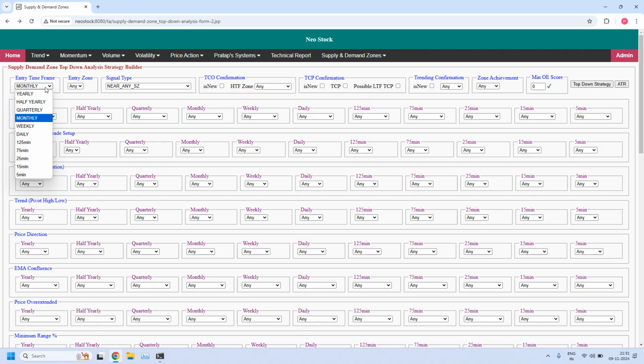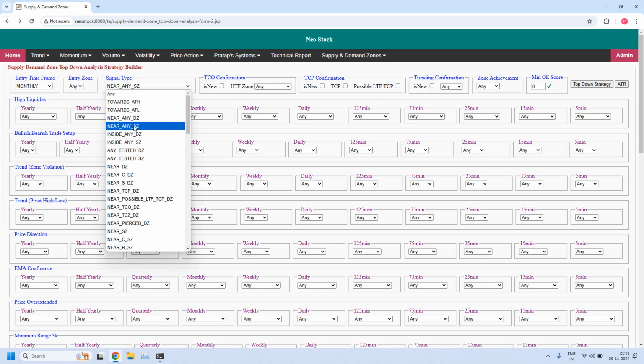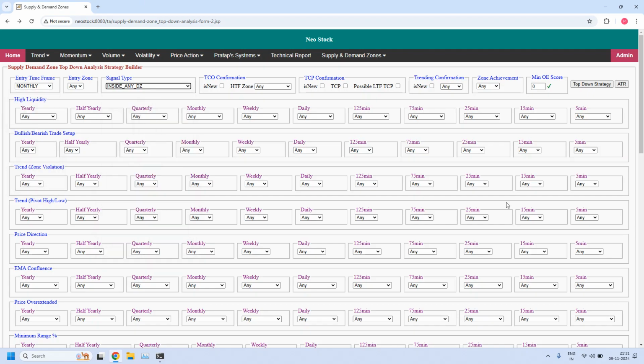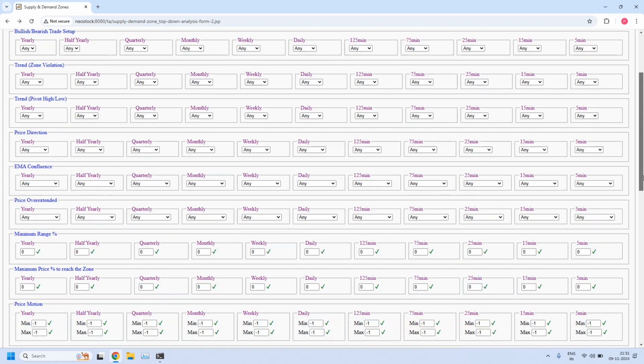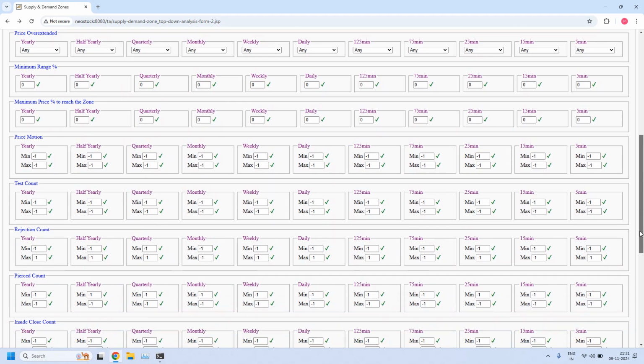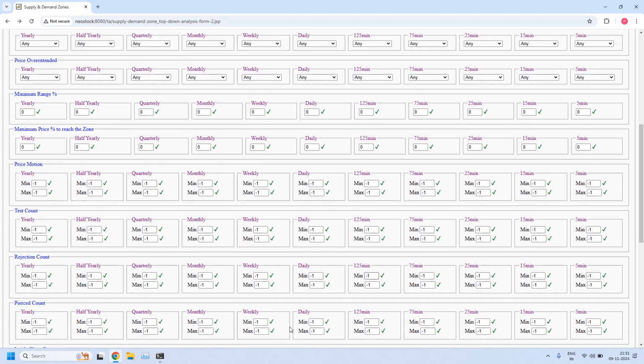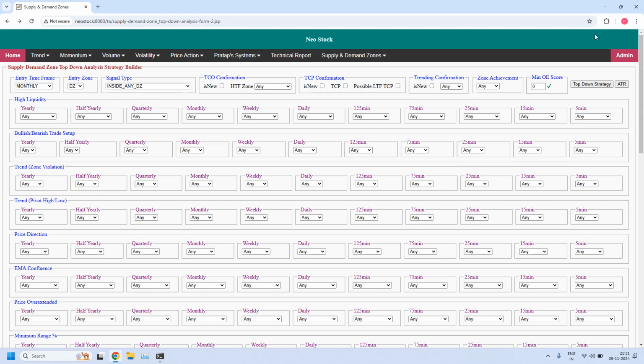Next for monthly time frame, let's find the stocks where price closed inside the monthly demand zone. And we don't want pierced monthly demand zones. So let me check the monthly demand zones. Pierced count should be 0. That is minimum value 0, maximum value 0 indicates pierced count should be 0. That means zone is not pierced.